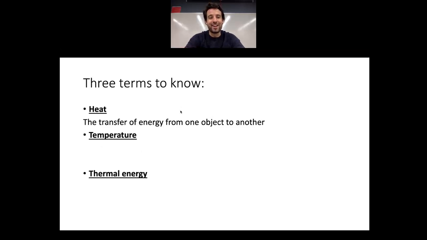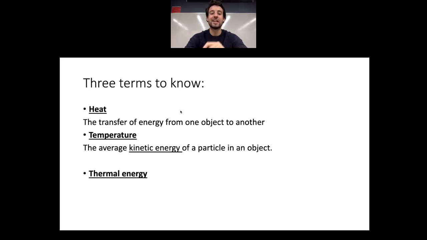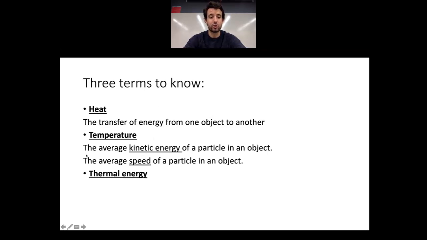Temperature. Let's move on to that. Temperature, we have to be very, very specific here. According to scientists, temperature is the speed or the average kinetic energy of a particle in an object. That's pretty scientific, right? Kinetic energy is the same thing as speed. So here I wrote it down as the average speed of a particle in an object.